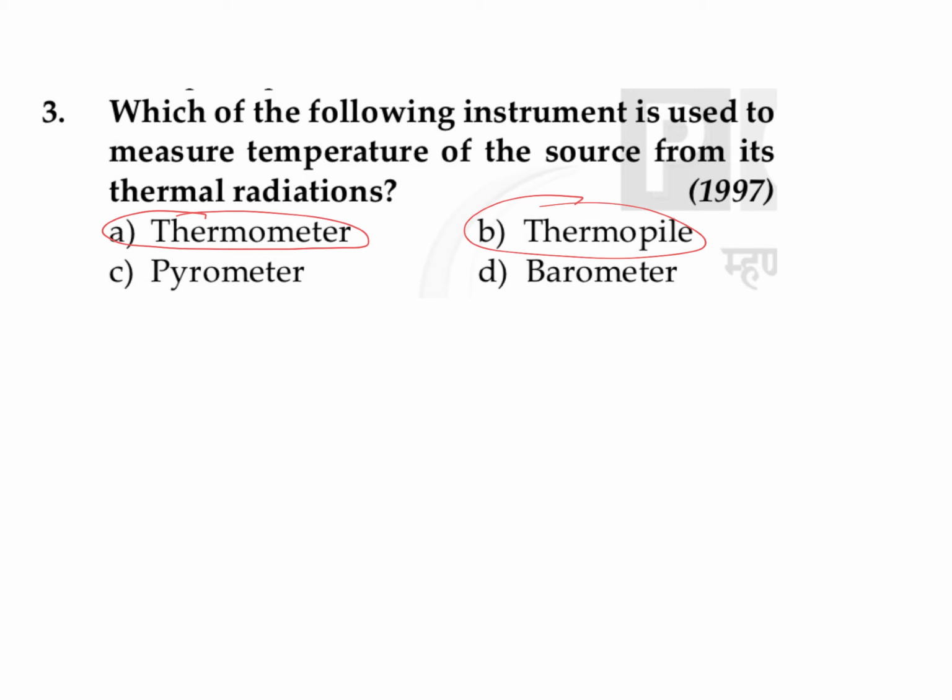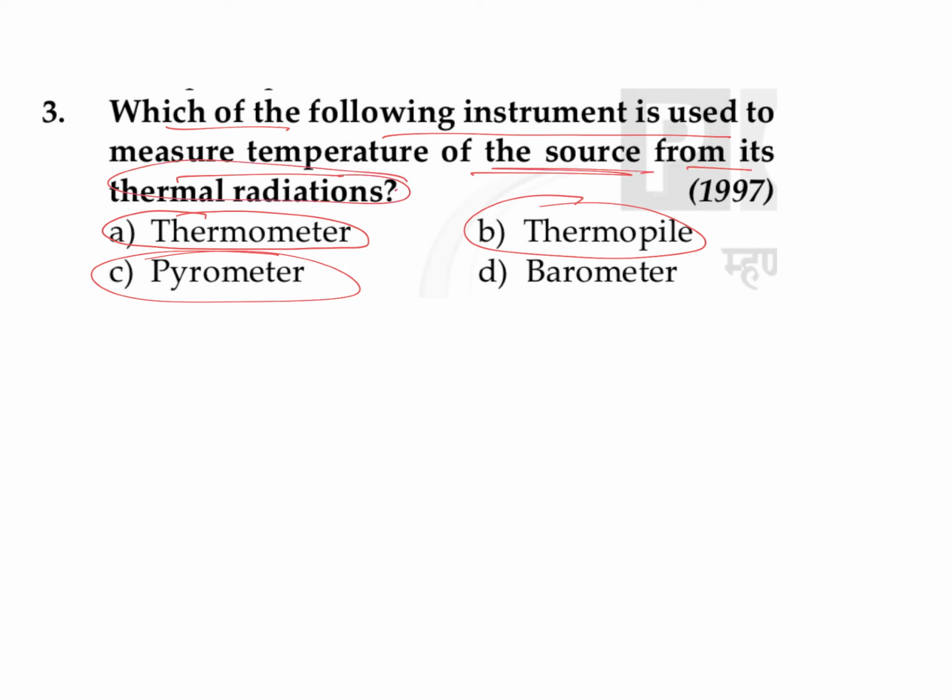So that is also not working on radiation, but the pyrometer is a device which is used to measure the temperature while measuring the wavelength of radiation. So in the question they are asking the same thing: which of the following instruments is used to measure the temperature of a source from its thermal radiation?